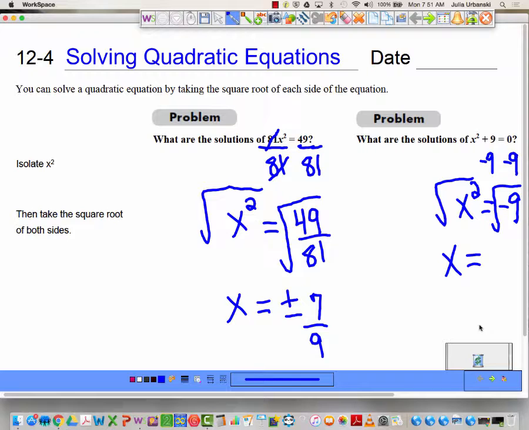Negative 3, just think about it. That's a good thought. Negative 3 times negative 3 would make positive 9 though, right? That's right. That was a trick one. There's no answer. No solution. Okay, because no two numbers that are the same will ever give you a negative number. Negative 3 times negative 3 is positive 9. Positive 3 times positive 3 is positive 9.